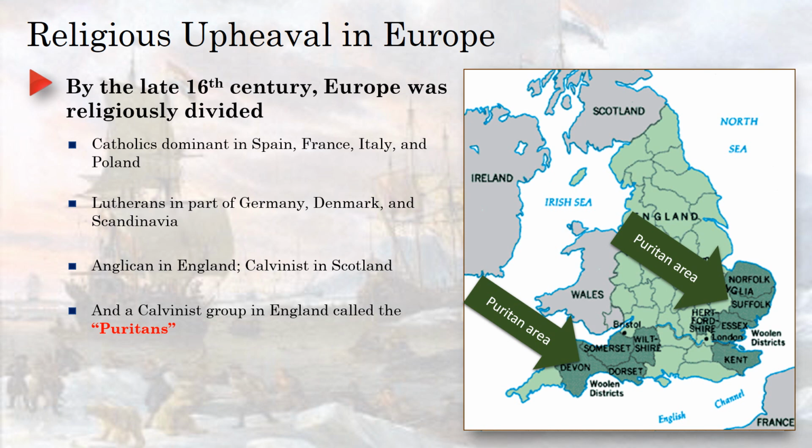Well, within England, you also have a lot of dissension. There's a Calvinist group in England that call themselves the Puritans. And if you look at the map, those are the parts of the map, primarily in southern England, where the Puritans are going to come from. And this is the group that's going to lead the main migration over to Massachusetts in the New World. And so this is the group that we're going to follow closely from now on.